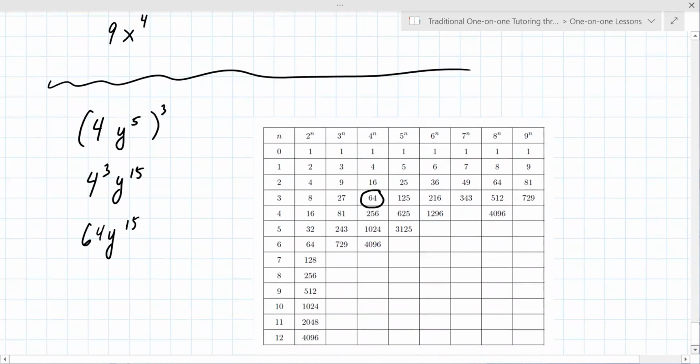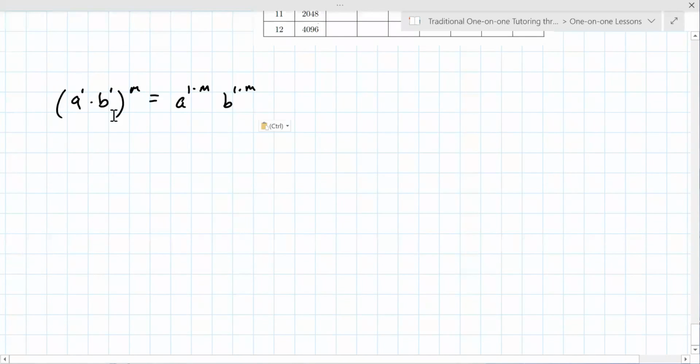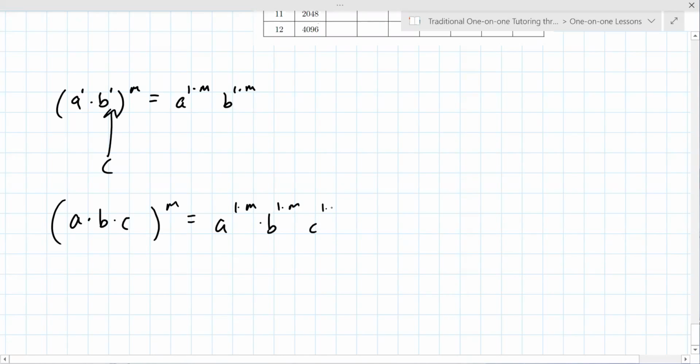Now, the rule that I just showed you up here is not really the complete rule, because what if I put a C in here? So what if it's A times B times C to the M? What do you think that is? A to the M, B to the M, C to the M. So it doesn't matter how much stuff is in here, it all gets the M.